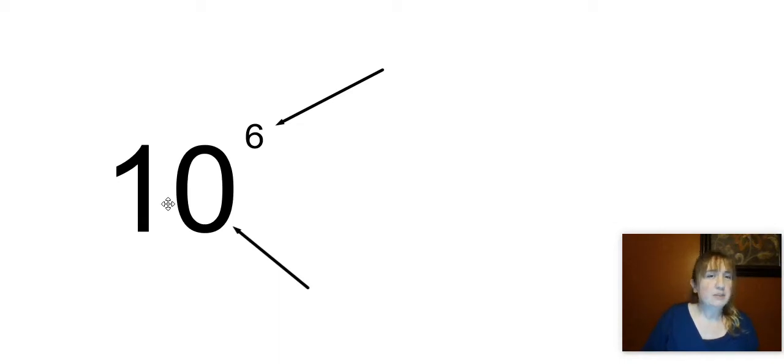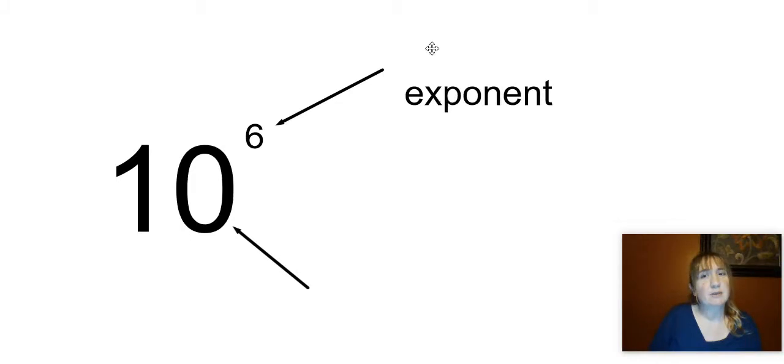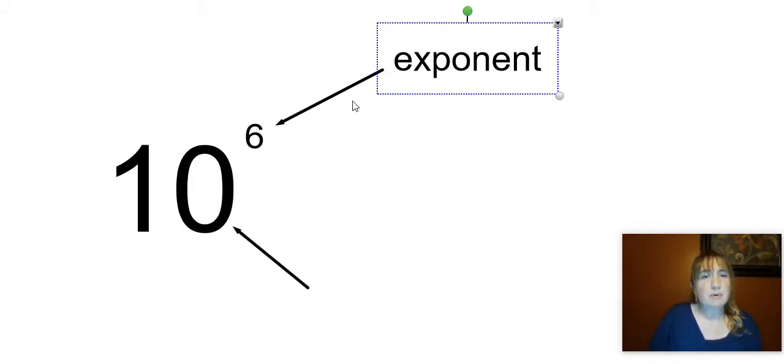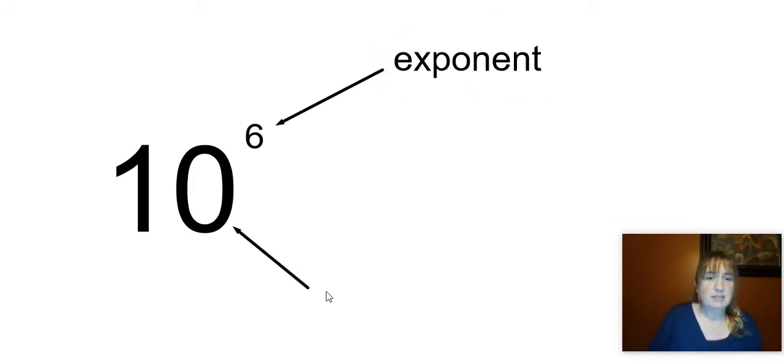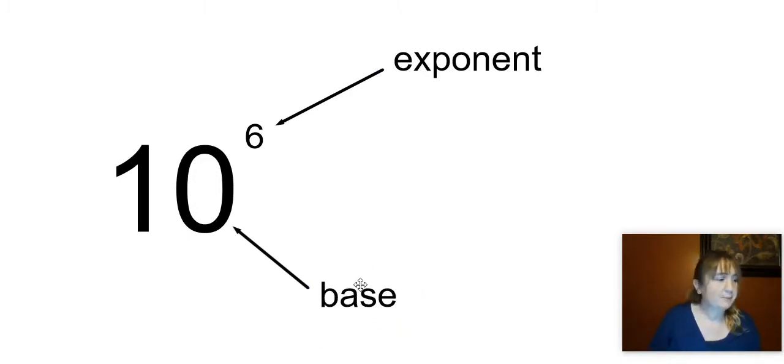If you see the screen in front of you, what you can see is a raised small number, and this is actually called the exponent of the number. And the big number that comes before the exponent is called the base of our number. The exponent has a job. It tells us how many times the base is multiplied. And when the base is 10, the number is called a power of 10.